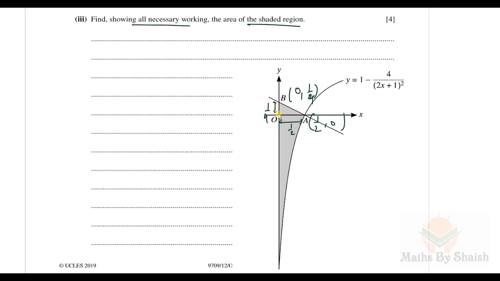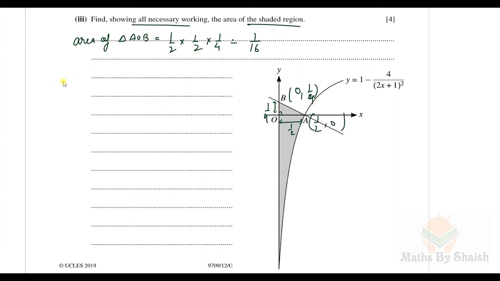The area of the shaded region is divided into two parts: this area and this area. So the area of triangle AOB is equal to half into base, which is 1 by 2, into height, which is 1 by 4. So it is 1 over 16 unit square.